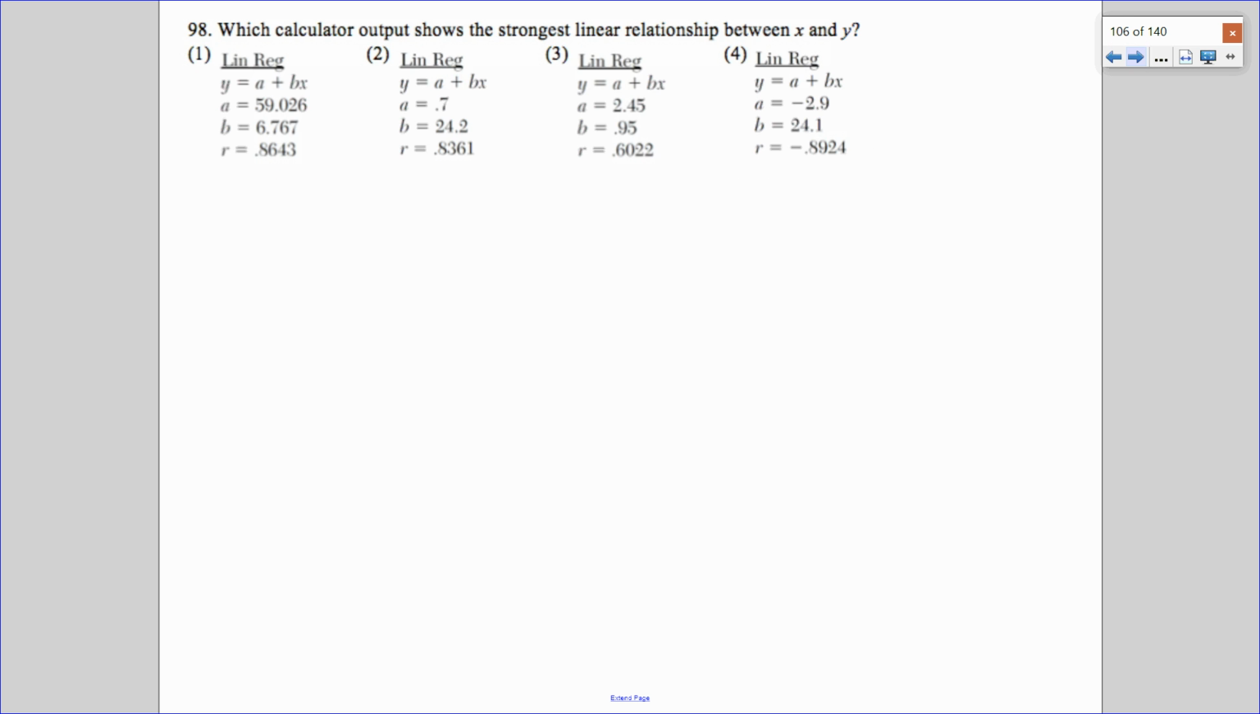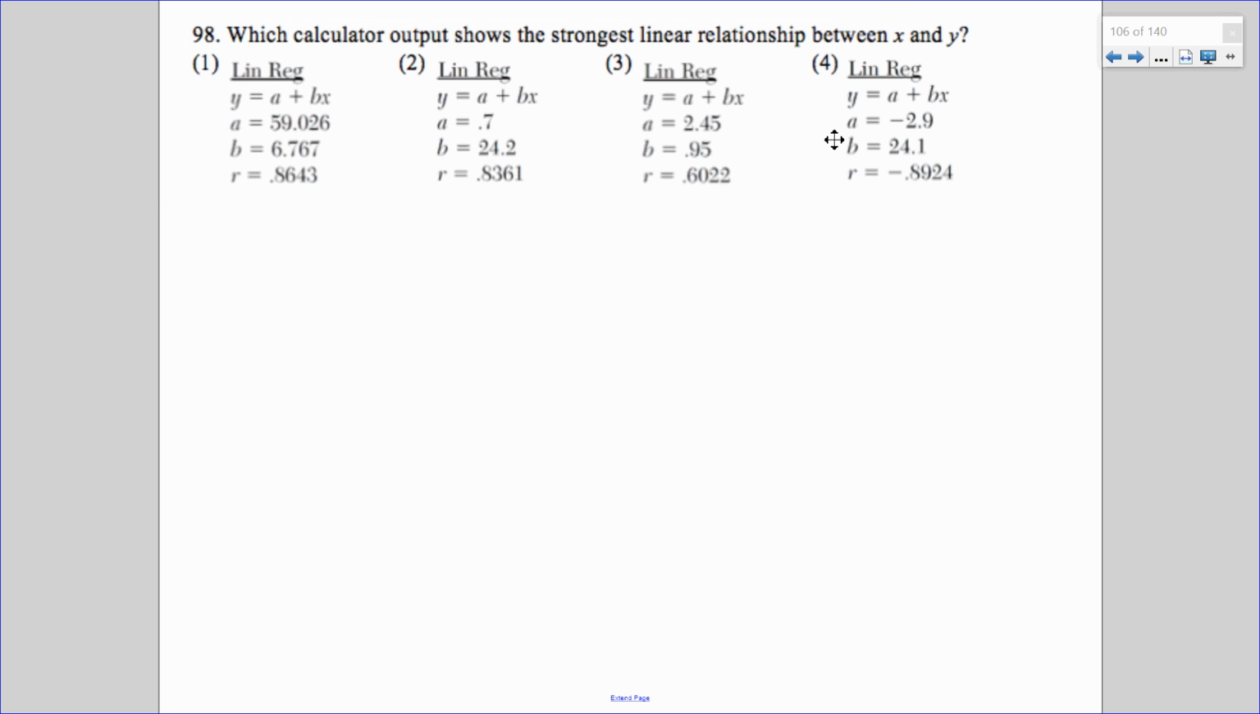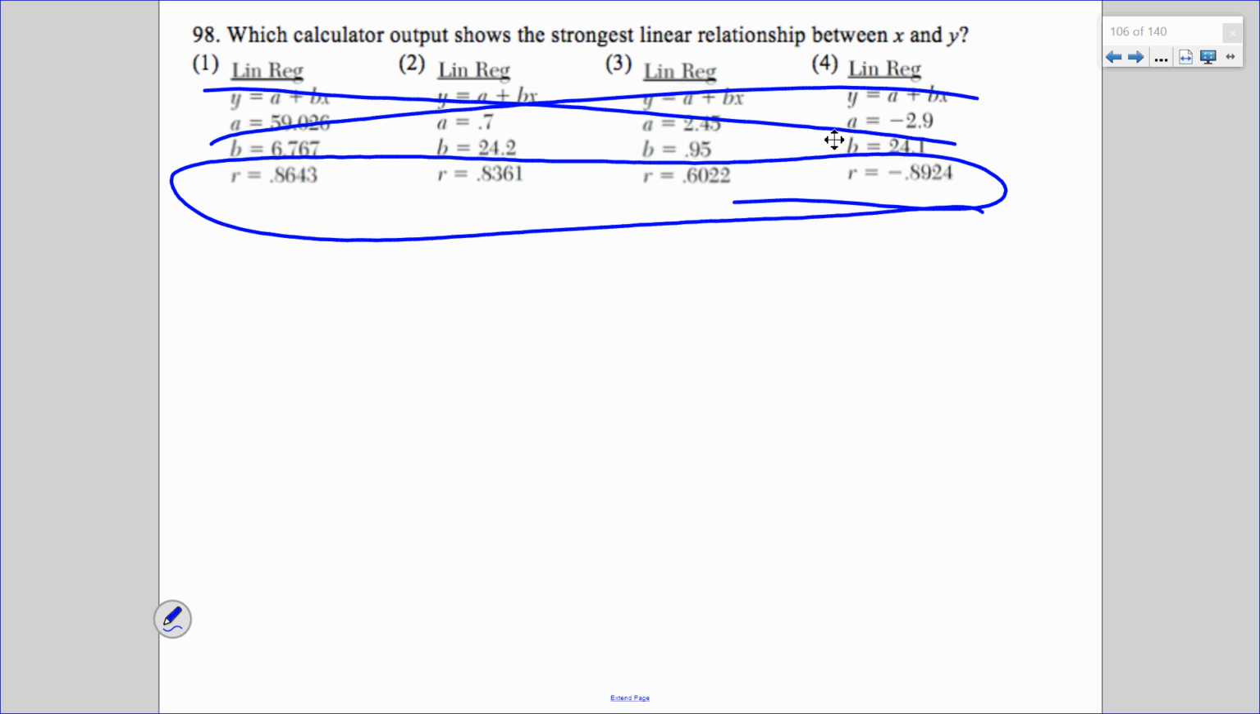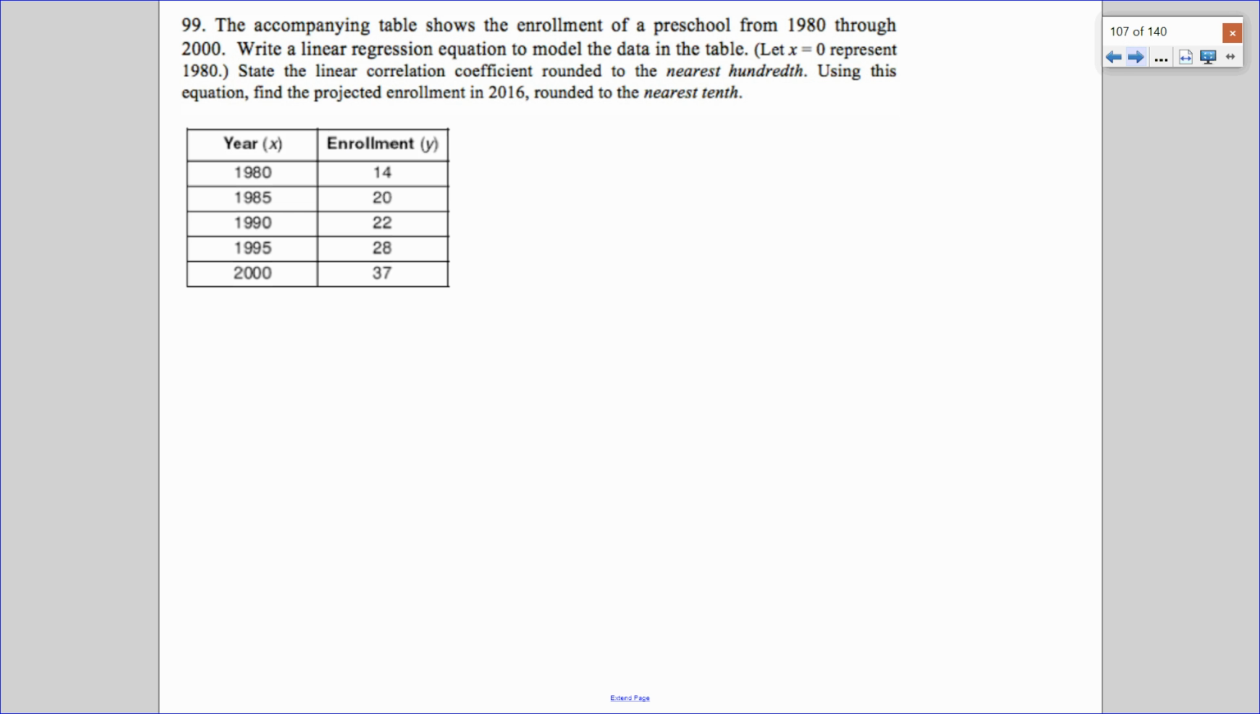Again, if you're looking at something like 98, what determines how strong the correlation is R. The rest of this does not matter. So the answer in this case would be choice 4, because negative 0.8924 is closer to negative 1 than anything else is closer to 1. Basically, the absolute value of R has to be close to 1.